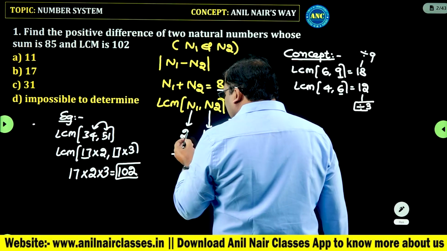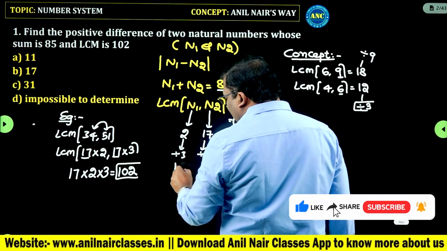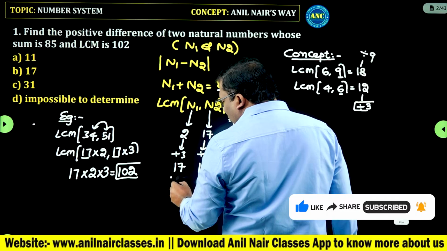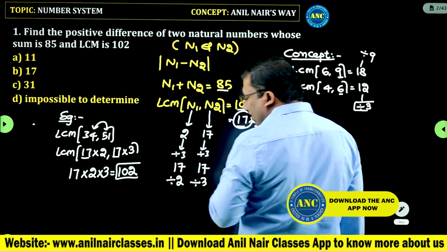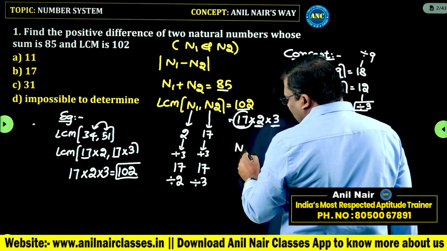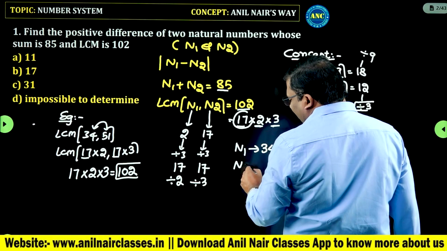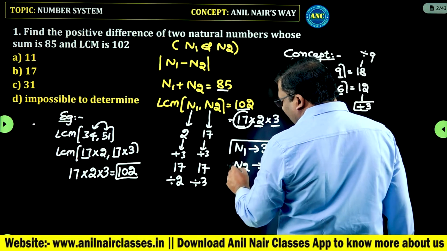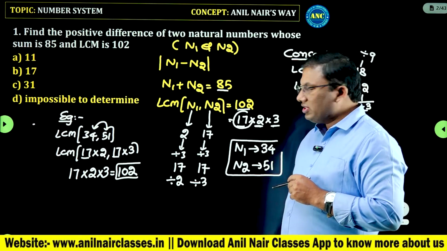That means this case of only one number divisible by 17 is not possible. That means both of them should be divisible by 17. So 2 means at least one can be divisible by 2, 3 means at least one can be divisible by 3. That means the numbers definitely have to be 17 2s are 34, 17 3s are 51. N1 is 34, N2 is 51. N1 plus N2 is 51 plus 34, which is 85.